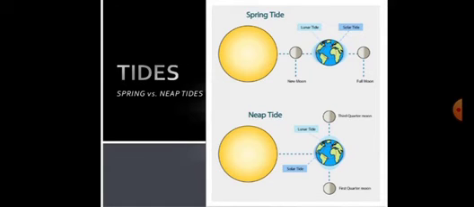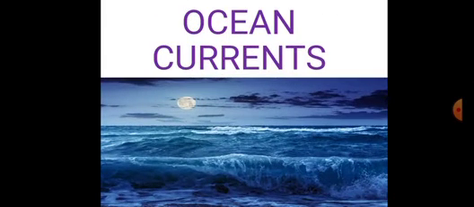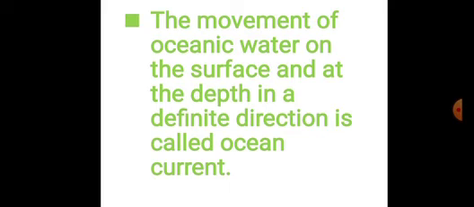Okay. Next, we can learn about ocean currents. So, what is meant by ocean currents? The movement of oceanic water on the surface and at depth in a definite direction is called an ocean current. That means the water moves in the upper layer and beneath the surface, that means underwater, in a definite direction, and this is called the ocean current.